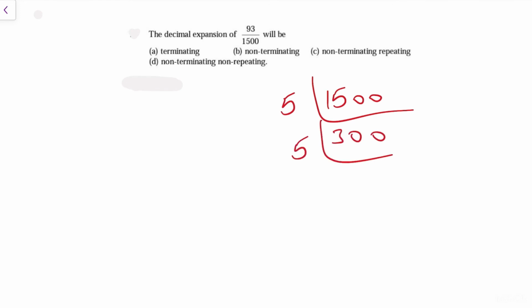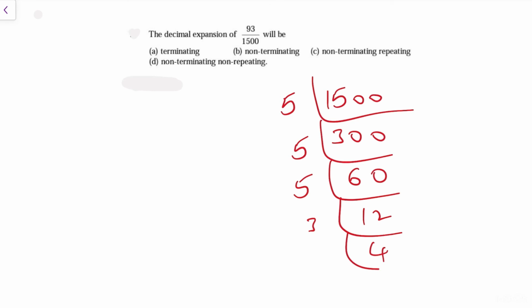Next, the decimal expansion of 93 divided by 1500 will be. So here again he is asking something related to decimal, so we need to worry only about the denominator, that is 1500. Let us do the prime factorization of 1500. Last digit is 0, it will come in 5 tables. So 5 3s are 15, 00 as it is. 5 6s are 30, 0 as it is. 5 12s are 60. 3 4s are 12. Next 2 2s are 4.